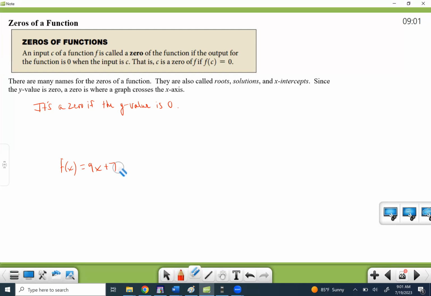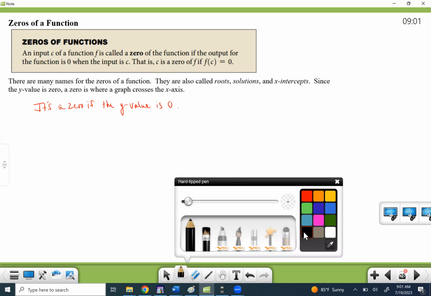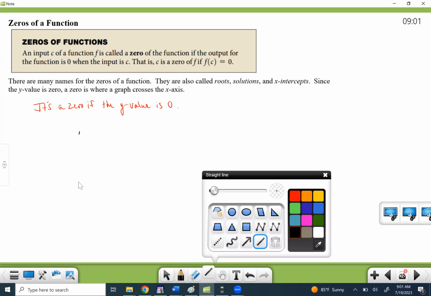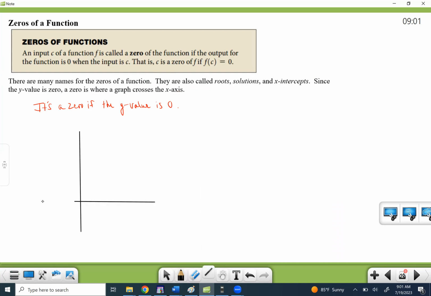So let's keep reading because this kind of sums that up. It says, there are many names for the zeros of a function. They are also called roots, solutions, and x-intercepts. Since the y value is 0, a 0 is where a graph crosses the x-axis. So imagine that you have your x and y axis, okay? The spots where the graph crosses, these are called x-intercepts, just like it says up here, right?